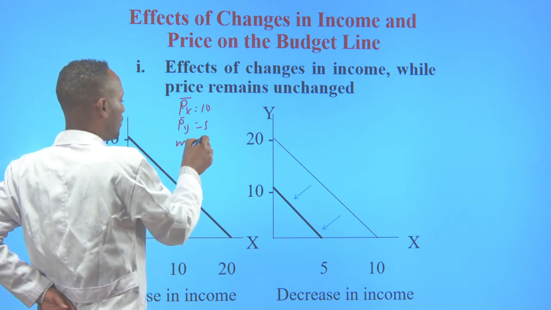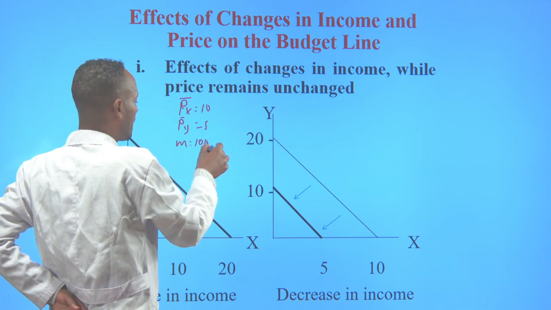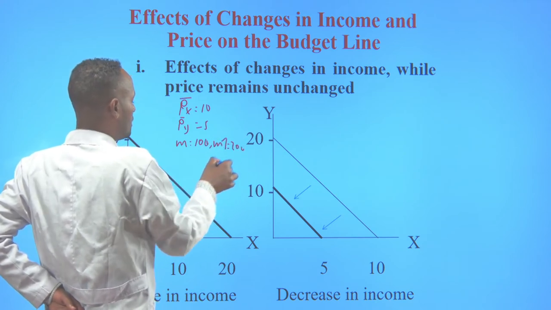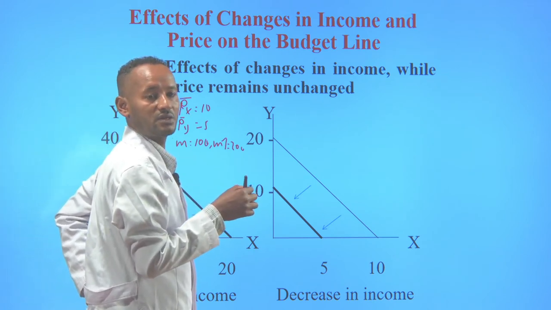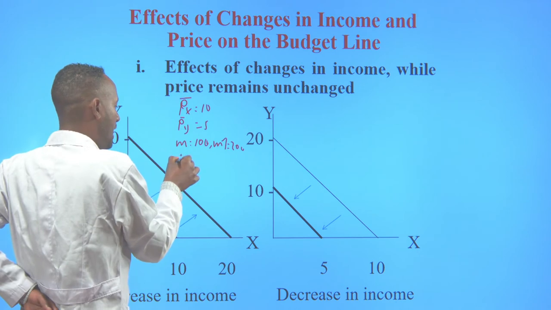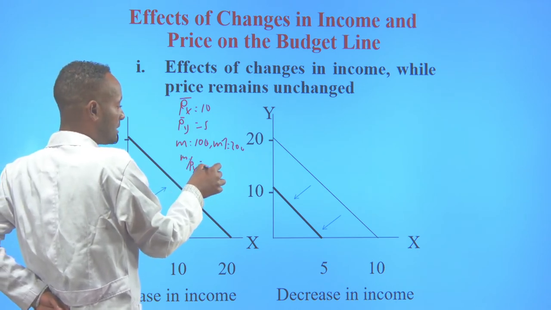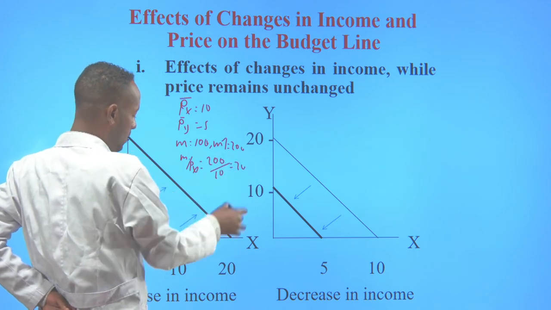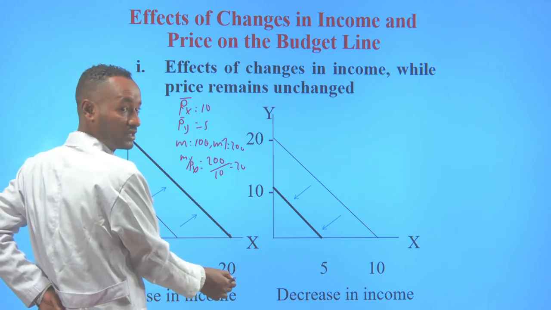Income of a consumer was 100 birr. Let's say now the income is doubled and it increased to 200 birr. So as a result, there's a change in the vertical and horizontal intercepts of the budget line. So M over price of X will give you the horizontal intercept, which is 200 divided by 10, which is 20. So the horizontal intercept of the new budget line is 20.